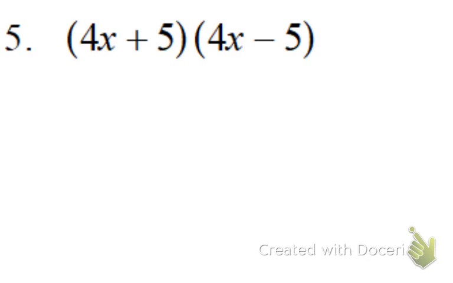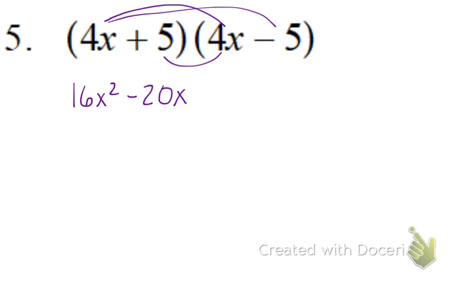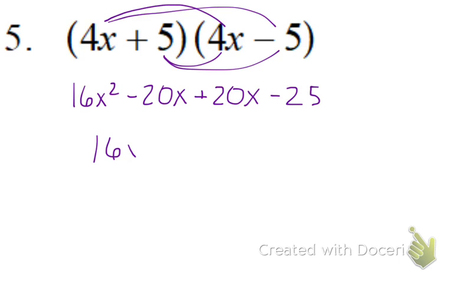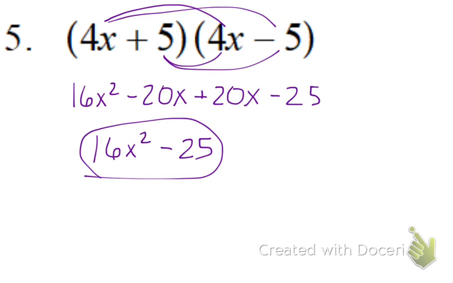Here we're multiplying binomials, so distribute twice. 4x times 4x, 16x squared. 4x times negative 5, negative 20x. 5 times 4x is 20x, and 5 times negative 5 is negative 25. Combine the like terms. Negative 20x plus positive 20x is 0. You don't have to write it. And so we get 16x squared minus 25. You may recognize that as the difference of two squares, and so you can check it by factoring.